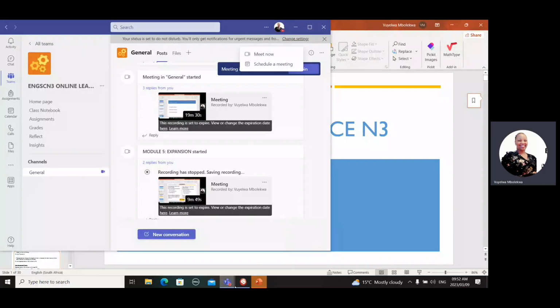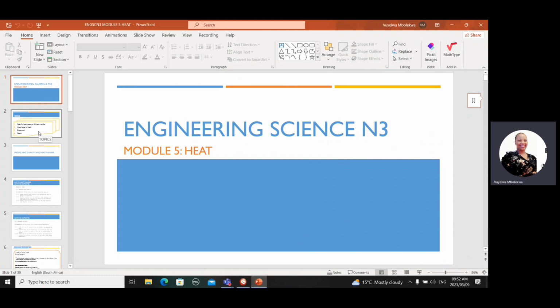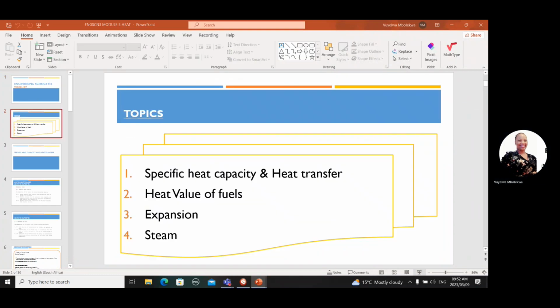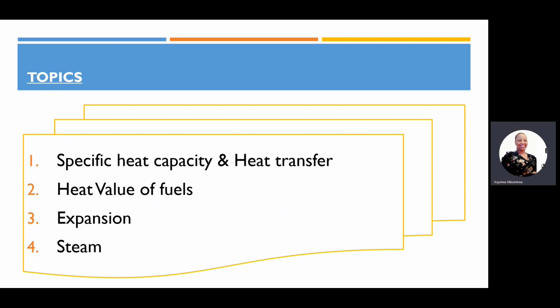Today we are going to do the heat module. Okay. So I'm going to share my screen. The heat module is broken down into 4 main topics. It's specific heat capacity and heat transfer. That's the first topic. Then the heat value of fuels, then expansion, as well as steam. So for this lesson, we're going to look at the topic, the specific heat capacity and heat transfer.